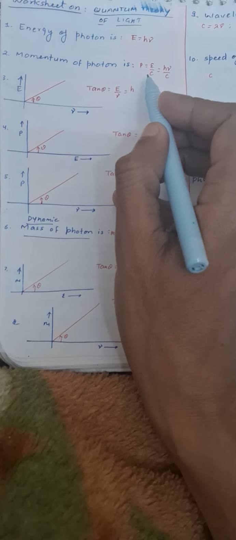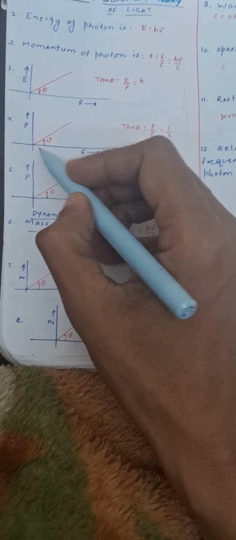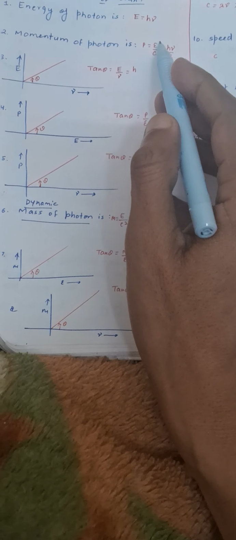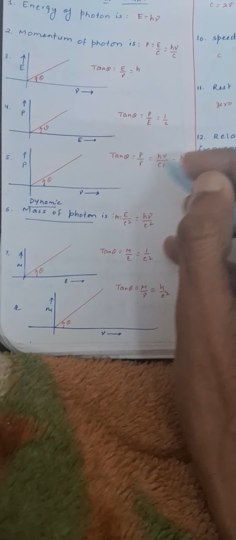Next, we are given the E versus frequency graph. We have seen that E is proportional to nu, so the graph will be a straight line and tan theta will be E by nu, or h, which will be constant. Next is the P versus E graph. P is proportional to E, so the graph will also be a straight line and tan theta will be P by E, which is 1 by C.